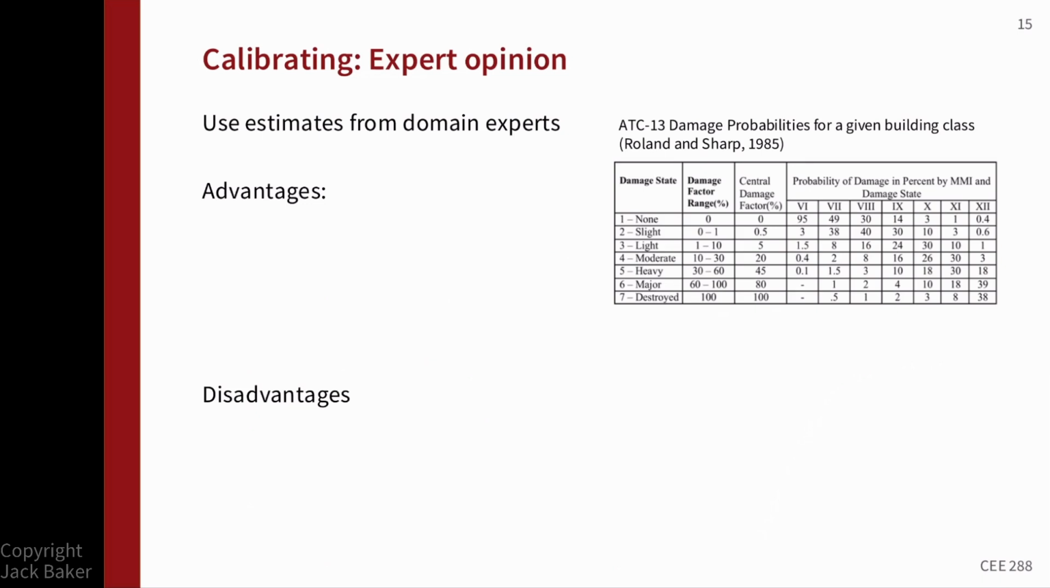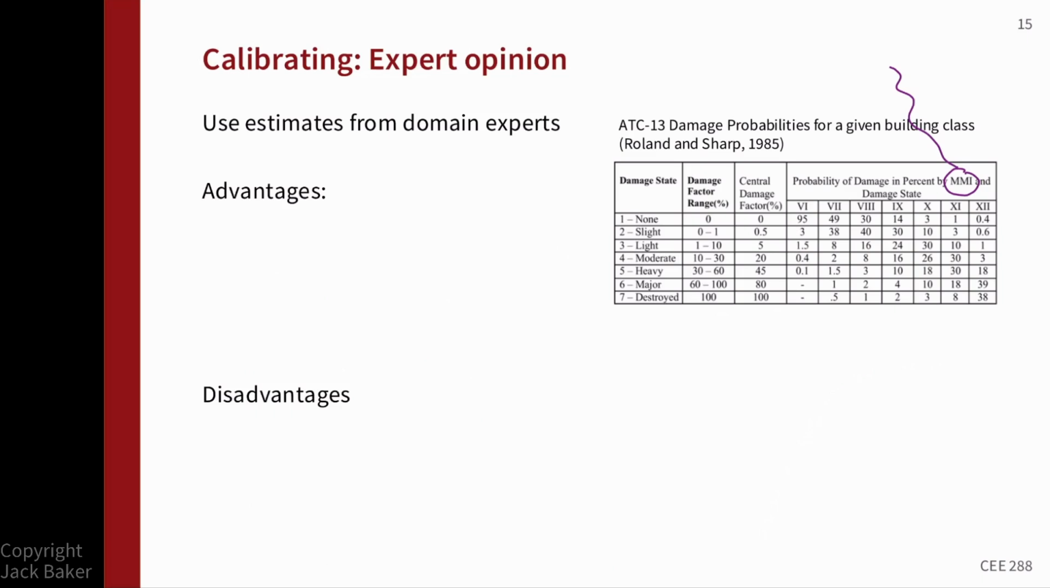This was from a number of decades ago. 1985 is a report you can go find. And this is an example output from these expert opinion based models for some given building class, just to give you an example. So the key parts of the table here, on the far right side, we've got probability of being in damage as a function of MMI.